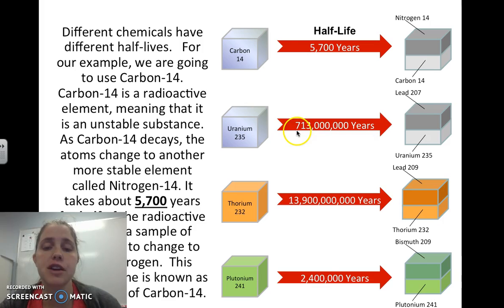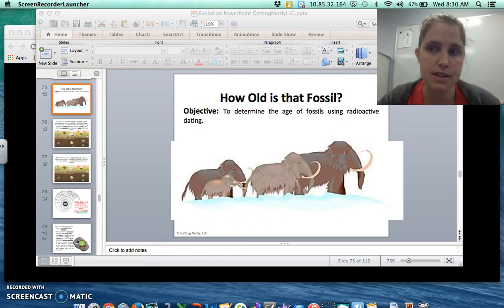It has a half-life of 713 million years. So we would have a certain amount of uranium, and then we would have to wait 713 million years, and then we would have half that amount of uranium. Thorium is 13.9 billion years, and we would have half of that. Plutonium, 2.4 million years, and we would have half of that. That is essentially what a half-life is.